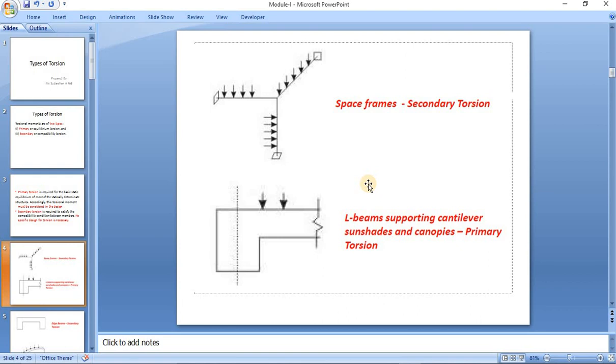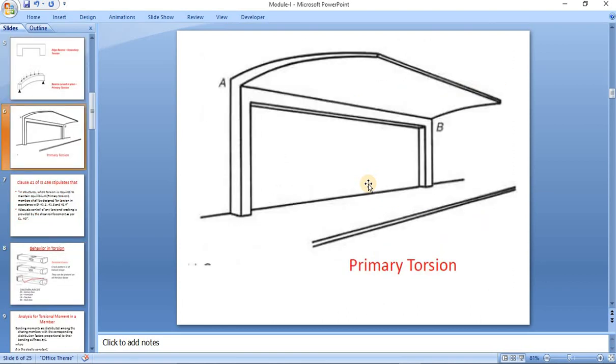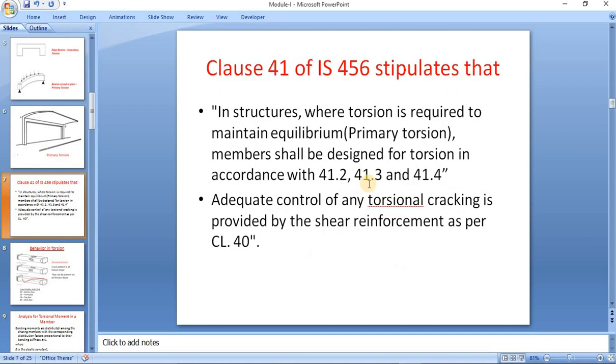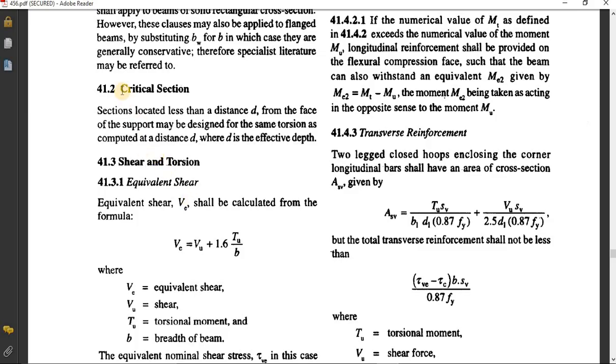Next, when the primary torsion is induced in a beam and when the secondary torsion is induced in a member, we are seeing with the figures. These are the figures which I have taken as an example to explain primary and secondary torsion. As per clause 41, in a structure where the torsion is required to maintain equilibrium, for primary torsion, it is to be designed according to 41.2, 41.3 and 41.4. As per clause 41.2, it is critical section determination. At the depth d from the face of the section is a critical section.